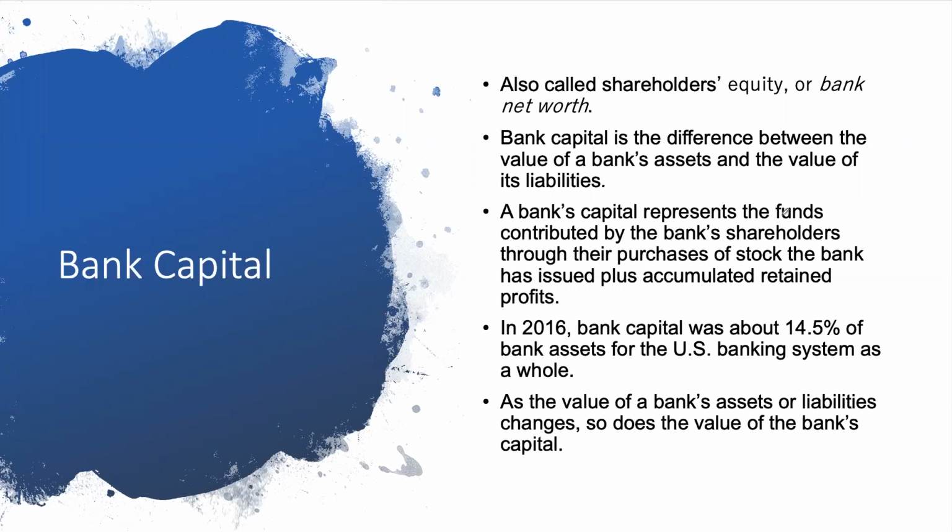So about 14.5% of bank assets as a whole in the US is in the form of bank capital. And as the value of the bank's assets or liabilities change, the bank capital rises or falls, right? If the bank's assets go up relative to the bank's liabilities, then obviously bank capital increases, and that's a great thing. But if the bank's liabilities go up relative to the bank's assets, then the bank capital, the shareholders' equity, is coming down, right? Okay.